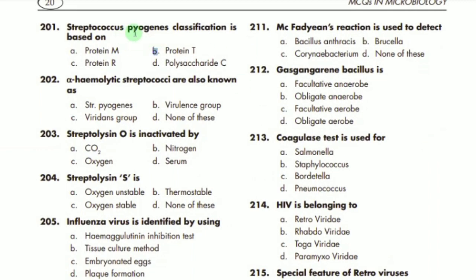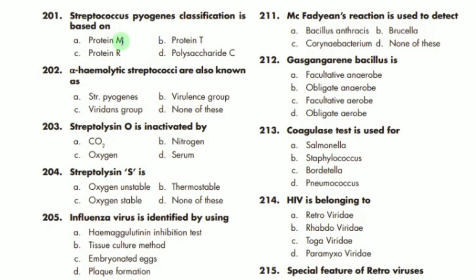MCQ 201 says that Streptococcus pyogenes classification is based on M protein. Alpha hemolytic Streptococci are also known as the viridans group. C is the correct option. Streptolysin O is inactivated by oxygen. C is the correct option. Streptolysin S is oxygen stable. C is the correct option.